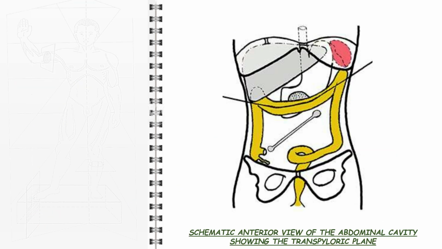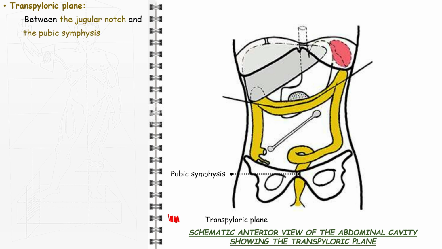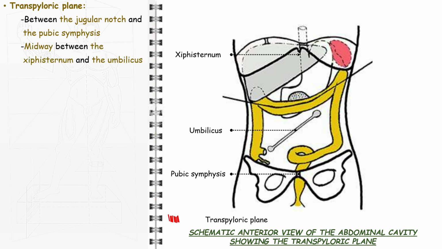Here's now a key point of this course. The transpyloric plane bisects the body between the jugular notch and the pubic symphysis. But the plane need not be defined with geometrical accuracy, and it is sufficient to mark it as passing through a point midway between the xiphosternum and the umbilicus, or about a hand's breadth below the xiphosternal joint.